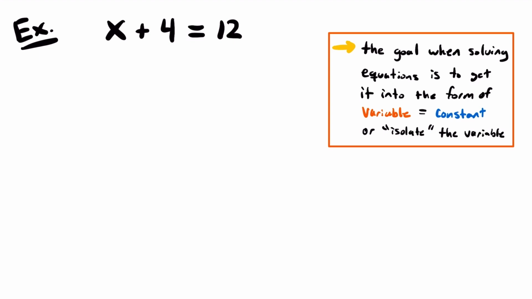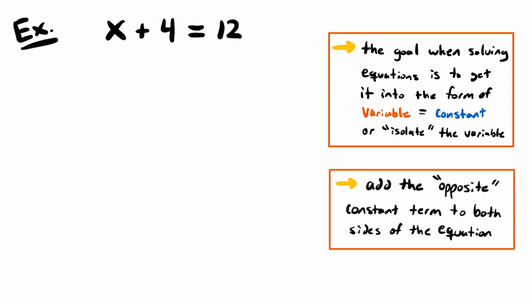Okay, we're going to get it into that form of a variable equal to a constant. That is our goal. So to do that, to get this x by itself on one side of the equation, we can make use of that addition property of equations by adding a number to both sides of the equation that will cancel out with the constant being added to our variable. In this case, that is 4. What we want to do is add the opposite constant term to both sides of the equation. All right, so we have 4, so what we want to do is add -4. That would be the opposite of 4, at least when you're thinking positive versus negative.